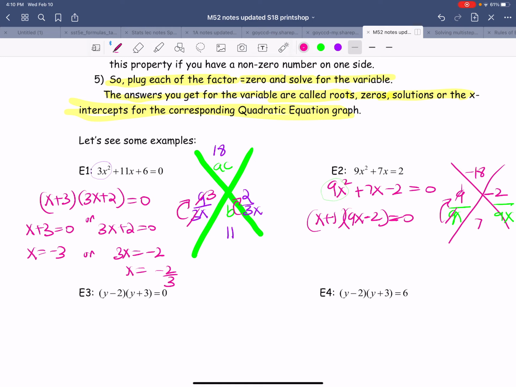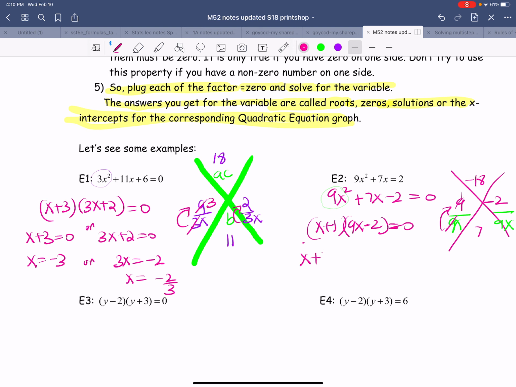Once you have the product of two factors equal to 0, we can use the zero product property that says one of them must be 0. Either x plus 1 is 0 or 9x minus 2 is 0. That leaves me with x equals negative 1 or x equals 2/9 when you solve for x. Okay. So whatever the degree is, that's how many solutions you are expecting.